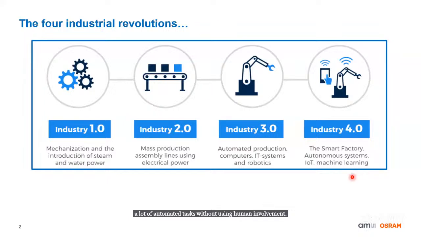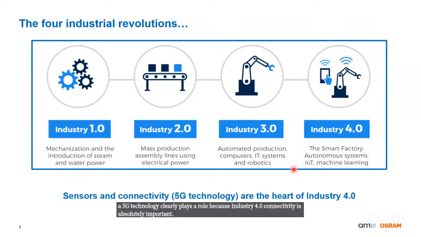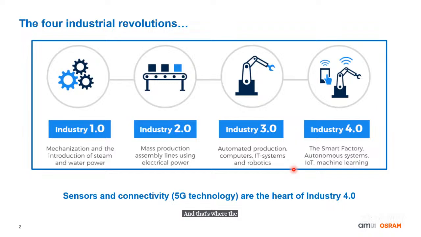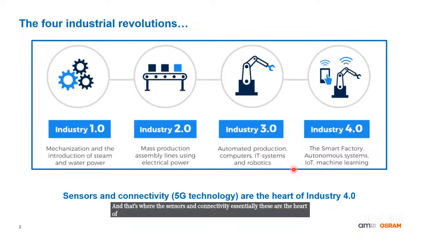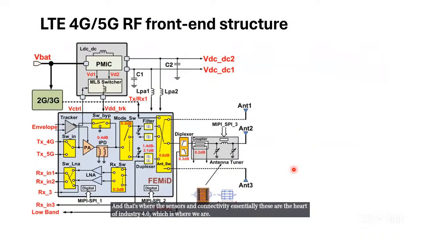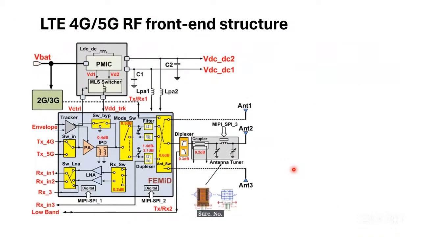Now we are currently in Industry 4.0. This is more about really the smart factories, the autonomous systems, the high-speed connectivity, IoT, machine learning, and so on. And this is where 5G technology clearly plays a role, because in Industry 4.0, connectivity is absolutely important. And that's why the sensors and connectivity, essentially, are the heart of Industry 4.0, which is where we are. Okay. Now, I just picked this as one of the RF front-end structures for a typical 4G and 5G front-end.